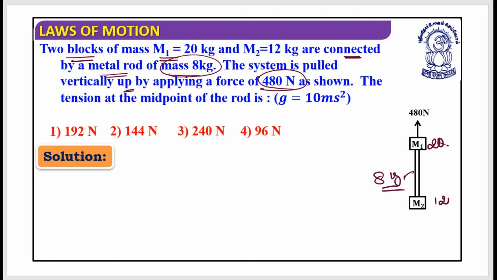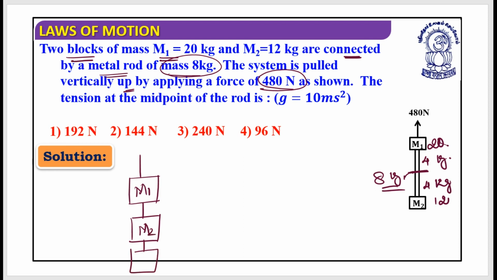Now how should I do this? What I need to find out is the tension at the midpoint of the rod. So if I understood fully, I could replace this: they want it at the midpoint, so this is 4 kg we can assume, and even this we can assume as 4 kg. So this could be written as m2 and this as m3. This m1 is the same, 20. This m2 is 4, and this last one is 12. I hope this is clear.